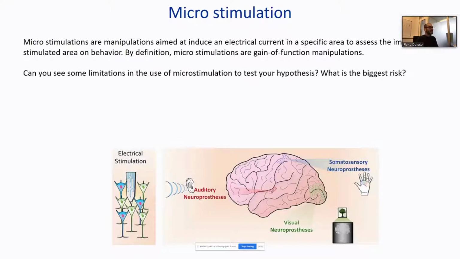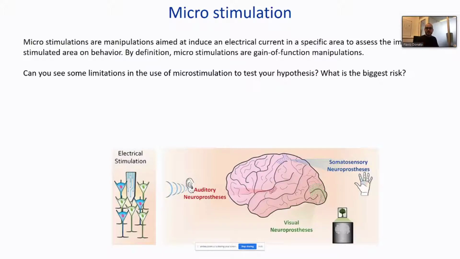But can you see some immediate limitation of this manipulation? What is the thing that you risk the most when you stick an electrode in a part of tissue blindly? You can't control which cells you stimulate this way, because you just stimulate the area around the electrode. Exactly. You have no idea what you're doing.